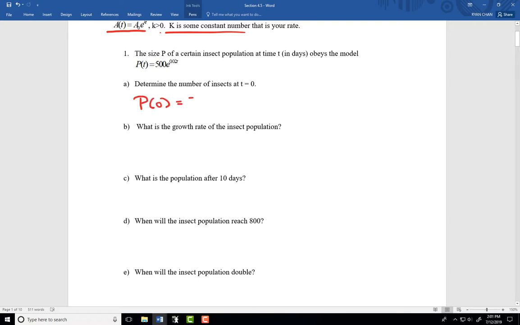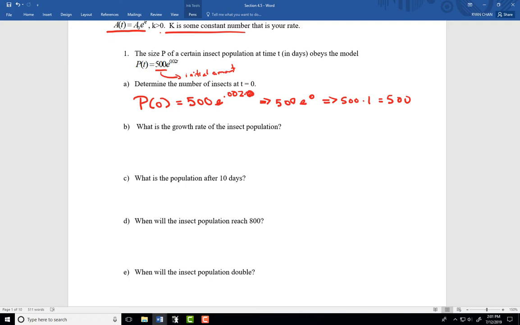So I have 500 e to the 0.002 times t, times 0. This becomes 500 e to the 0, which just becomes 500 times 1, which equals 500. And this 500 represents what's called your initial amount. So the idea is you're starting off with 500 insects.